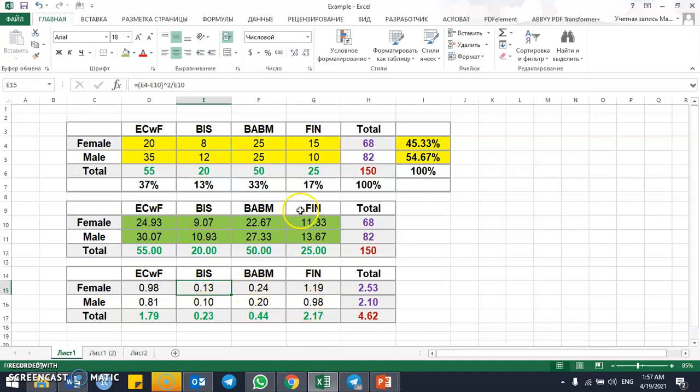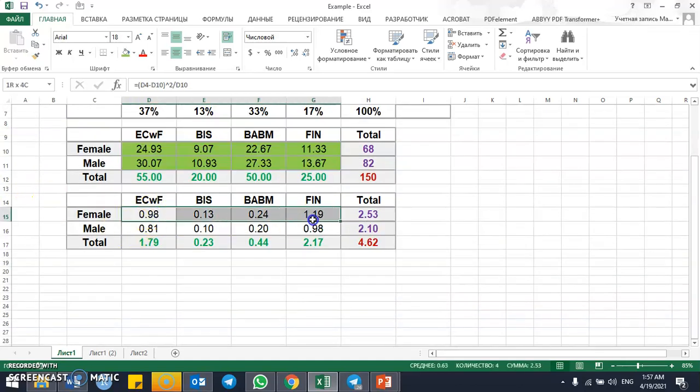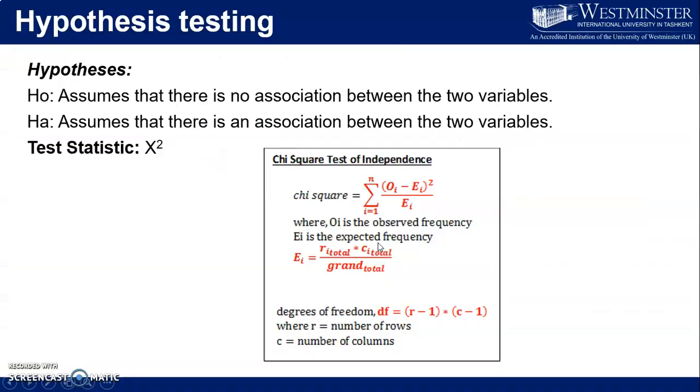We do that for all 8 cells, and then we get these numbers, which are actually the chi-squares, but they're not just one chi-square, they're the fractions of the whole chi-square. Then we sum them all up, and the sum of all of these numbers, which is 4.62, is actually what we call the chi-square. Now, let's say, connecting the ends again.